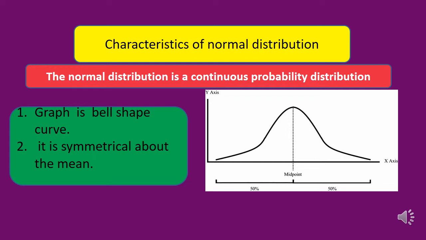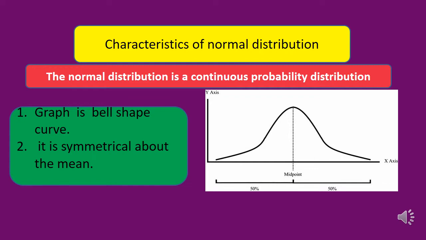We all know a continuous data set may show a continuous probability distribution, and the normal distribution is a continuous probability distribution. If we get a continuous data set and draw a graph, we get a graph like this. The shape of this graph is bell shaped. Therefore, the graph is a bell shaped curve. It also has a midpoint, and that midpoint is called the mean.